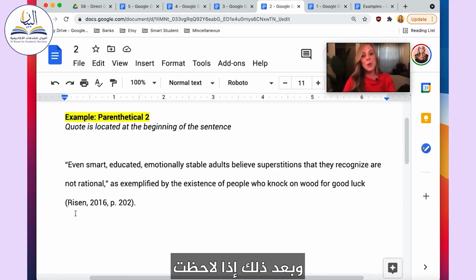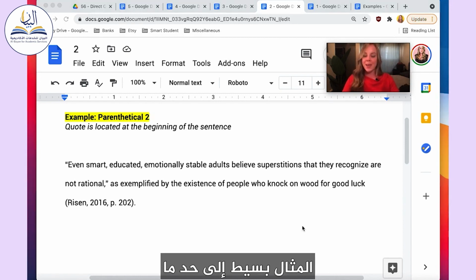And then, if you'll note, the three elements are included again at the end of the sentence, enclosed in parentheses, followed by a period. So one more time, you have the author's name, you have the date of publication, and the source locator, which again is a page number in this example.